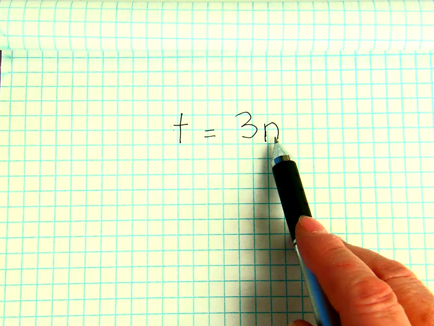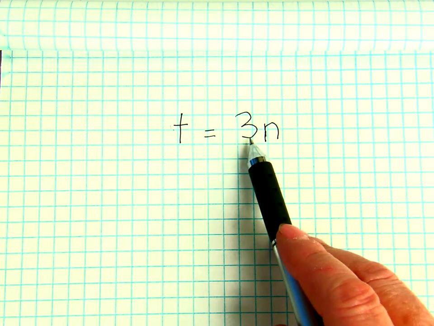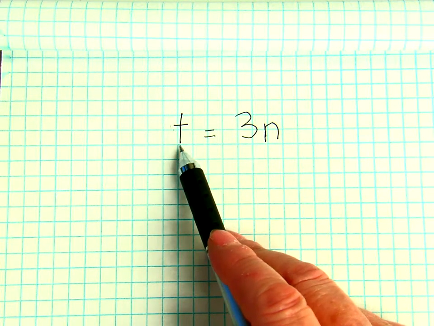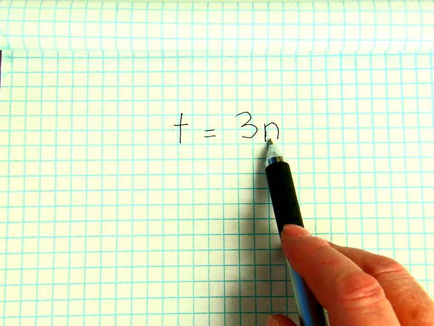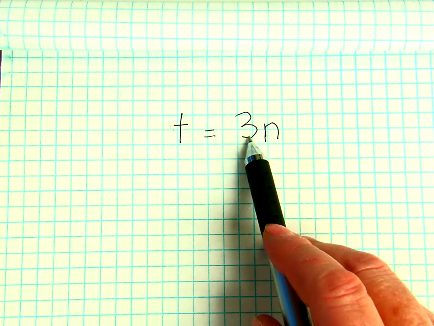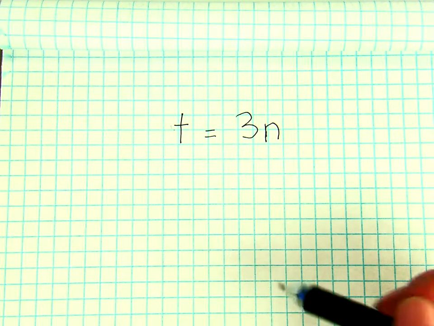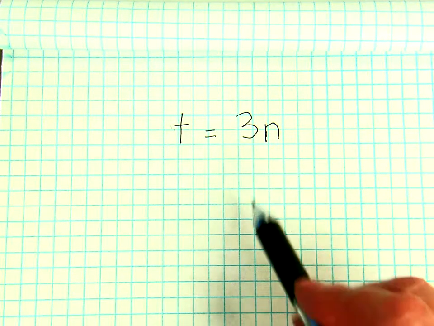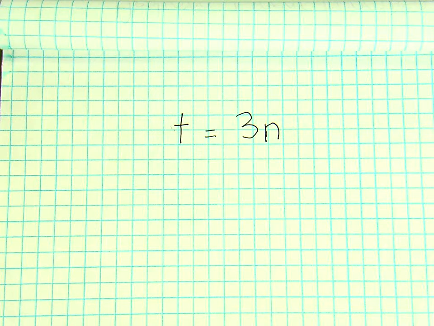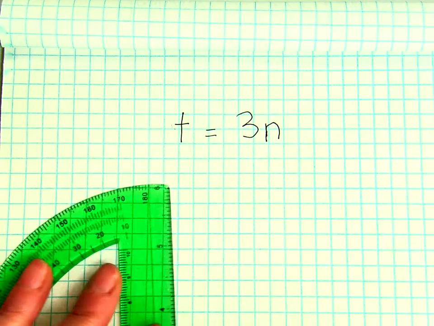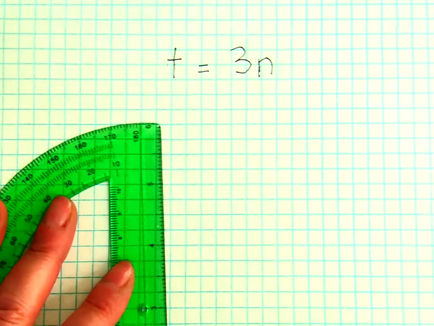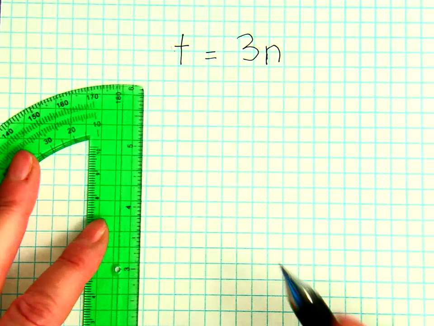So if I have 1 can times the 3 balls in the can, I'll have a total of 3 balls. If I have 2 cans with 3 balls in each can, I will have 6 balls. So you can see how our function is going to work. Now we'll go ahead and we will put together a graph so that we can graph our function.